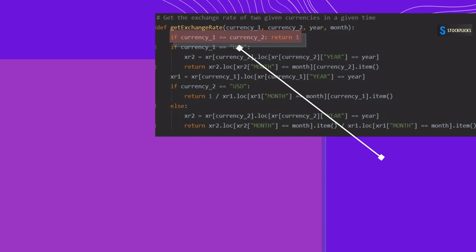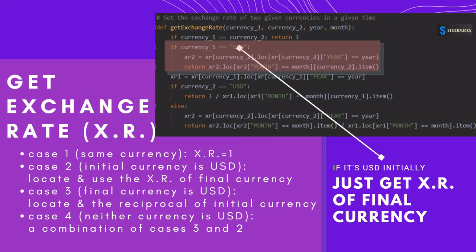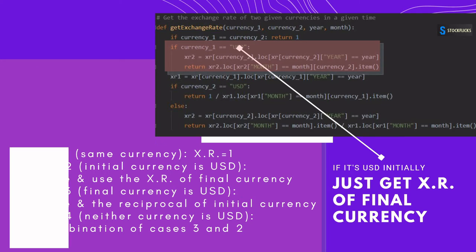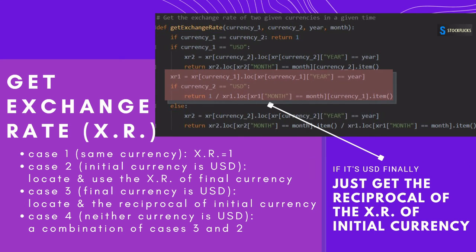If the initial currency is USD, we know that by definition, the exchange rate we want equals the exchange rate of the final currency. Note that the exchange rate of two given currencies in the opposite direction is the reciprocal of the original value. So if USD is the final currency, we know that the exchange rate we want is the reciprocal of the exchange rate of the initial currency. We will locate the exchange rate data and do the calculations using the same method as the previous function.